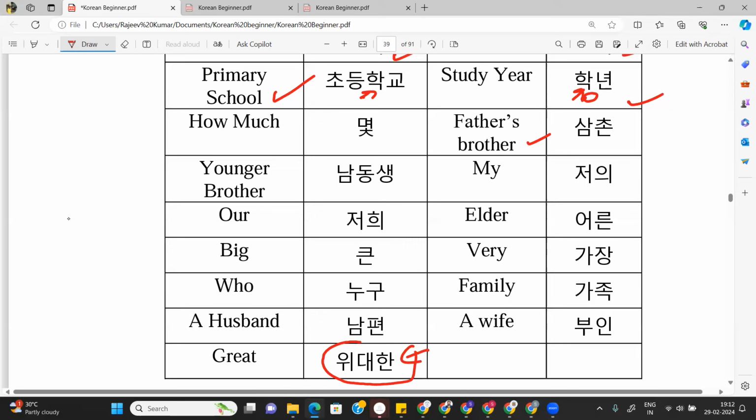Father's brother. Sam Chon, Sam Chon. Yes. Elder, Oran, Oran. Actually, this will be not elder, this will be older. Older, okay. Older, old person. Oran. Okay. Very. Khaja. Family. Kachon, Kachon. A wife. Buin.